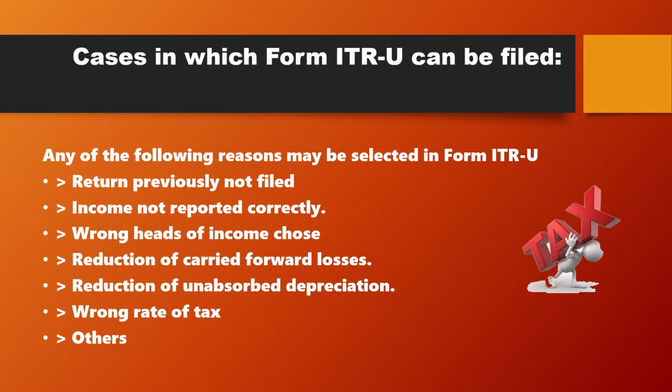This unabsorbed amount can be set off against other heads of income and is carried forward for adjustments in the forthcoming years. 6. Wrong rate of tax. Instead of paying the correct percentage, we have paid an incorrect amount, whether negligently or willfully. 7. Others.